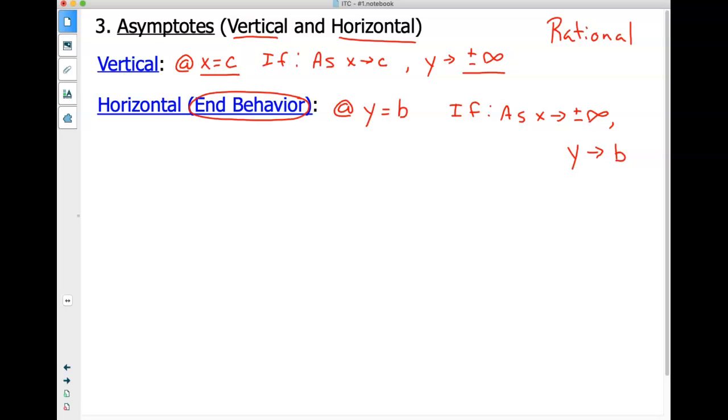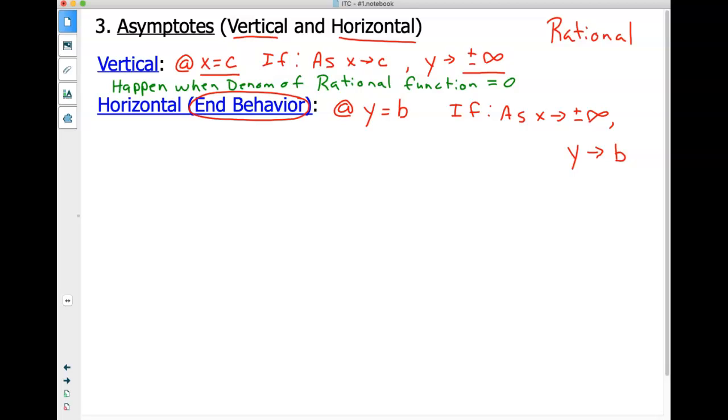Now, how did we find these? Algebraically, we find vertical asymptotes. They typically happen when the denominator of a rational function equals 0. Anytime the denominator of a rational function equals 0, anytime any fraction has 0 on the bottom, it's undefined. We don't know because you can't divide by 0.